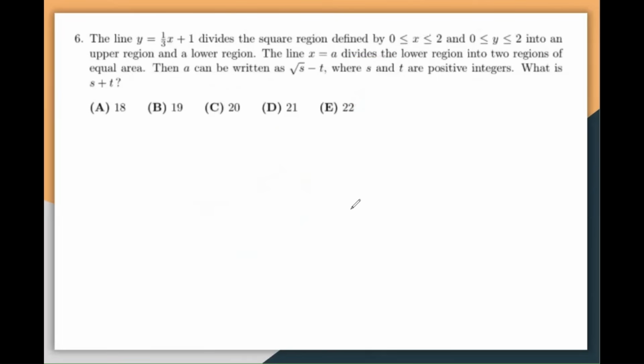So number 6, the line y equals 1/3 x plus 1 divides the square region defined by x between 0 and 2, y also, into an upper region and a lower region. Then the line x equals a divides the lower region into two equal-area regions, and a can be written as this expression, and we want to find s plus t. Okay, so it is worthy.